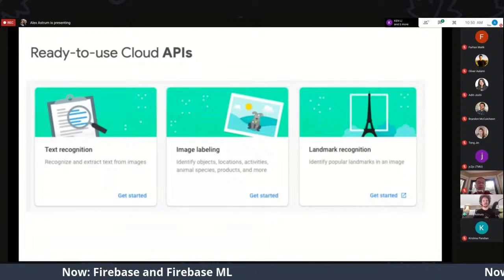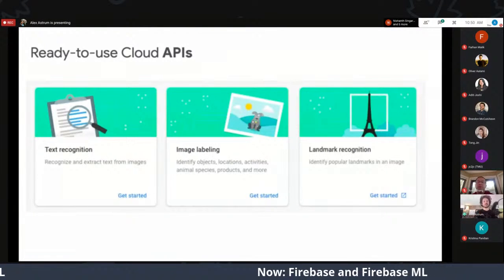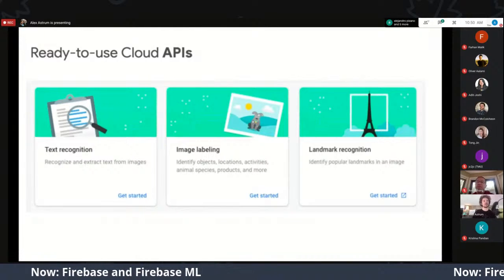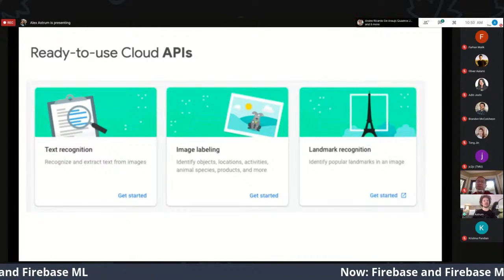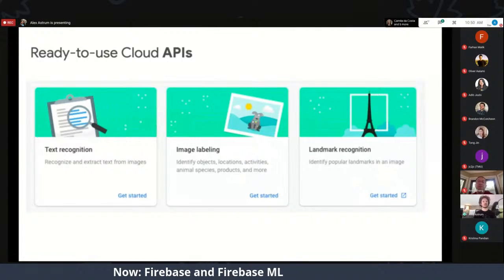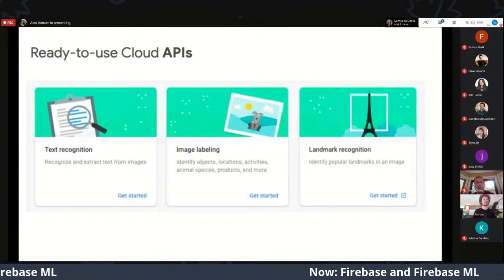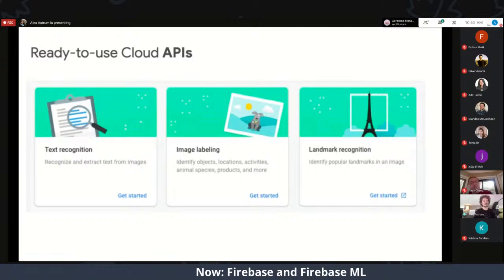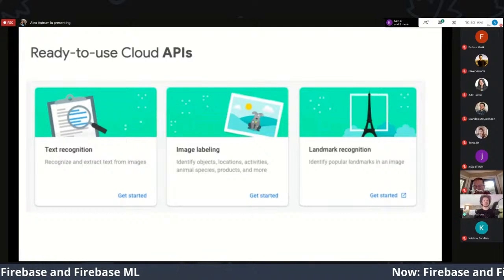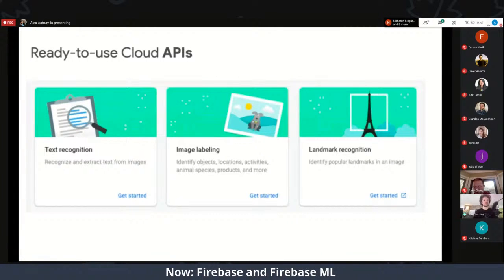Let's start with... I'm not sure why this one skipped. Okay, so there are three models that are pre-built in Firebase that you can deploy and use directly from within the SDK. It's text recognition, image labeling, and landmark recognition. What does this mean? It means you don't really have to write almost any code whatsoever. You essentially just write a few lines of code to provide the data for this model to work. You enable it in your console, and that's it. It just works.